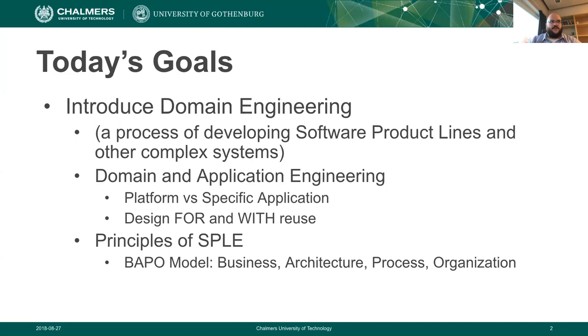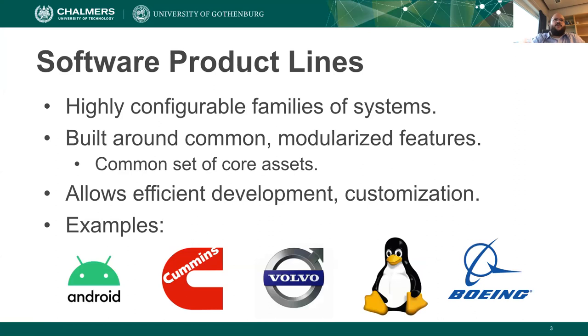And we'll talk about some of the principles of engineering of software product lines based on dealing with your business, architectural, process, and organization-related concerns. So as a bit of a reminder, software product lines are highly configurable families of systems. They're built around common modularized independent features. So together, software product lines address the needs of a particular market segment or fill some kind of niche, and they're developed from a common set of core assets in a controlled and planned manner.